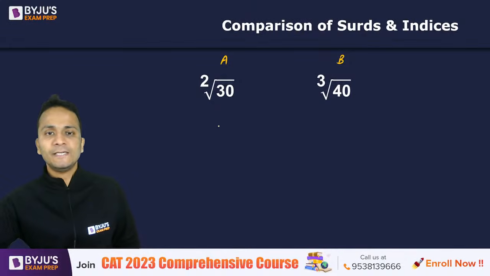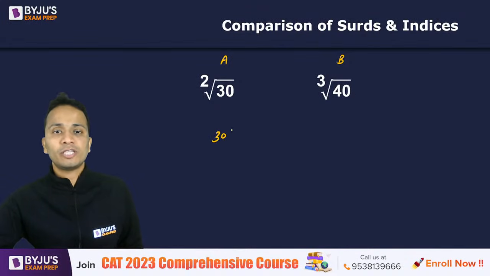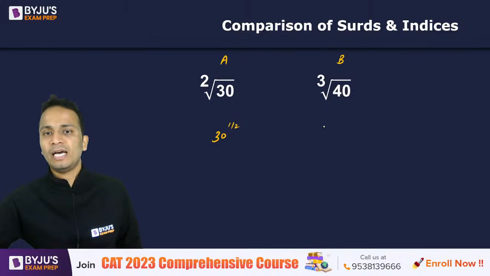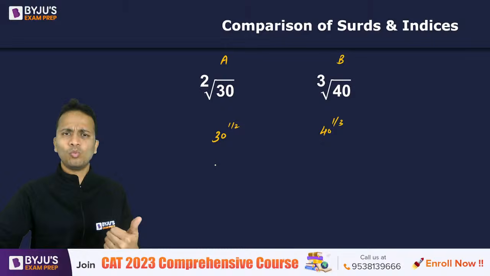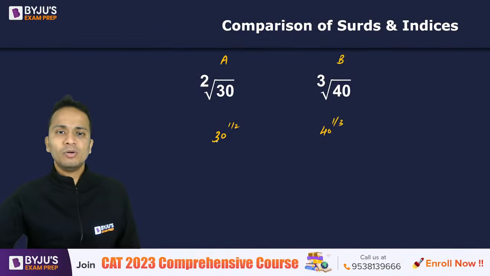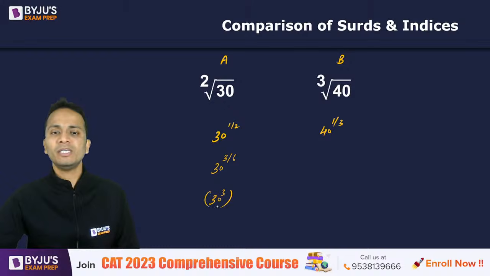Let's start. Now 30 raised to the power half and 40 raised to the power 1 by 3. I'll do the same thing that I have done previously. Now 30 raised to the power half can be written as 30 raised to the power 3 by 6, or 30 cubed whole raised to the power 1 by 6, or 27,000 raised to the power 1 by 6.